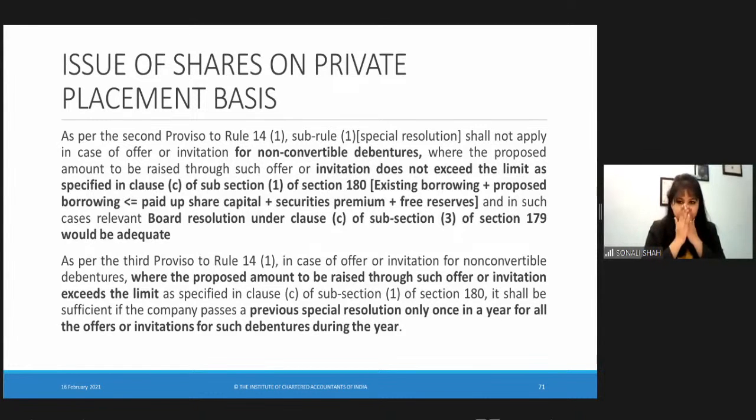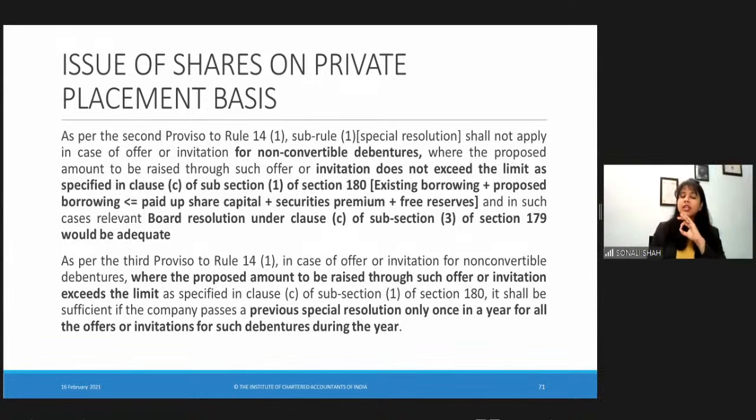The limit is the existing borrowing of the company plus the proposed borrowing. So the money that is already showing in the balance sheet as debt, and the money that the company wants to borrow through debentures, should not be greater than the paid up share capital plus securities premium plus free reserves. So where the amount to be raised through non-convertible debentures does not exceed the limit of 180(1)(c), in that case, just passing a board resolution is enough for doing a private placement.